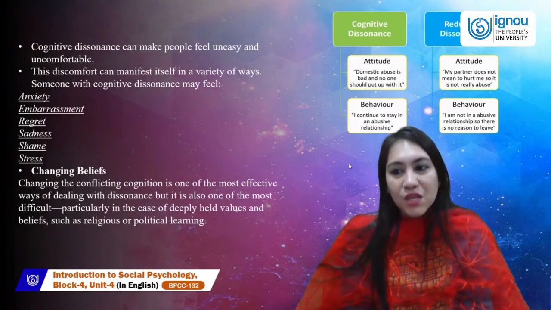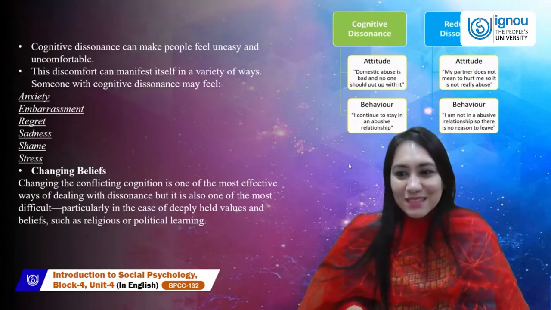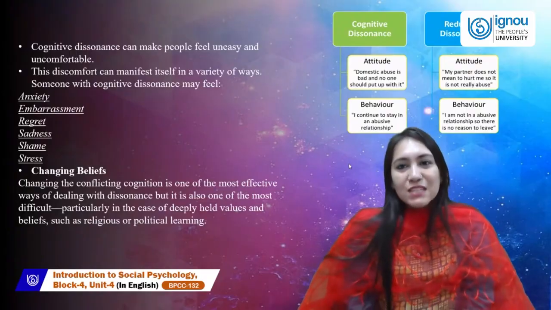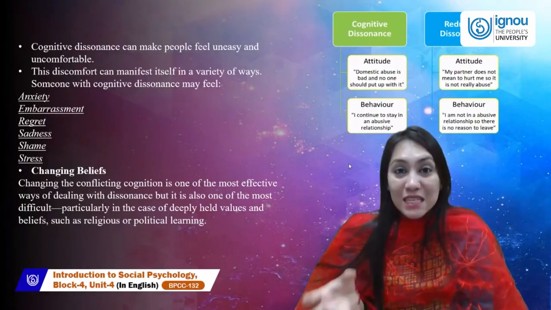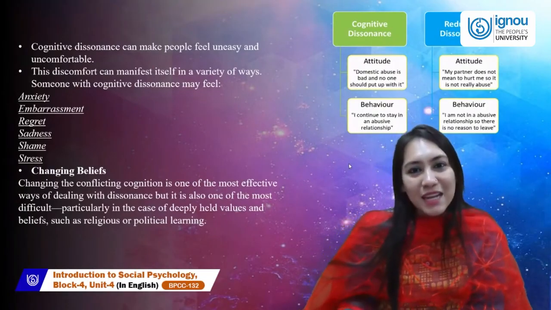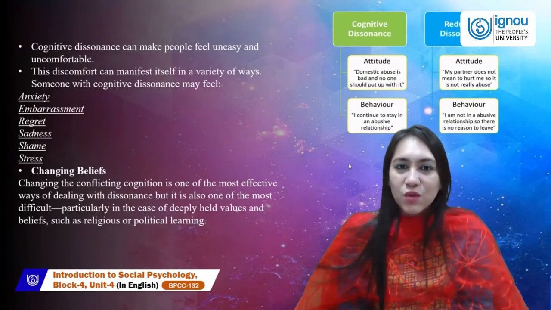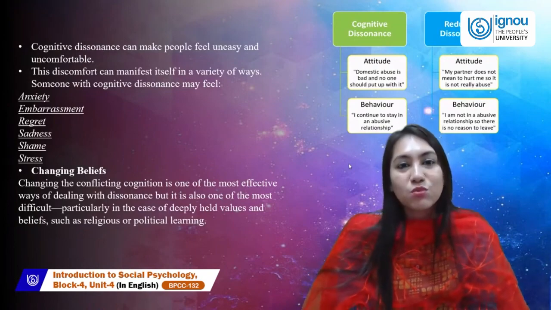How do you reduce it? My partner does not mean to hurt me, so it is not really abuse. So you're reducing your dissonance by this, and the behavior is that I'm not in an abusive relationship, so there is no reason to leave. Either you do this, or you understand that it is domestic violence and you need to move out of it, and you move out of it. So that is an attitude and a changed behavior. This is just one example where you assume it to be domestic violence and it may not be. But if it is, then you keep moving out of it. That will be dissonance changing to cognizance.